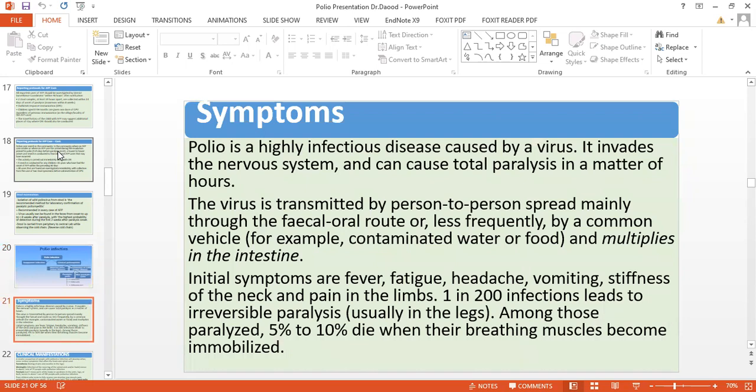Let's talk about the symptoms briefly. It's a highly infectious disease. It invades the nervous system and causes total paralysis in a matter of hours. The virus is transmitted from person to person, mainly through the fecal route and less frequently by a common vehicle like contaminated water or food, and multiplies in the intestine. Initial symptoms: fever, fatigue, headache, vomiting, stiffness of neck, and pain in the limbs. And 1 in 200 infections lead to irreversible paralysis. Among those paralyzed, 5 to 10% die when the breathing muscles become immobilized.